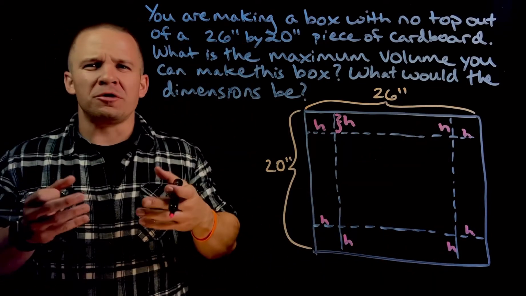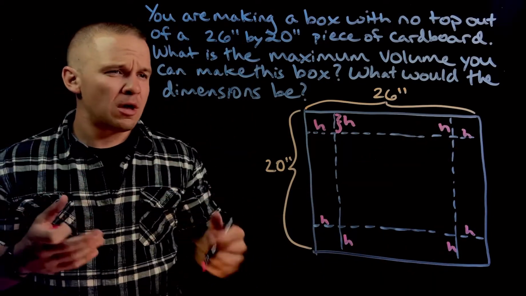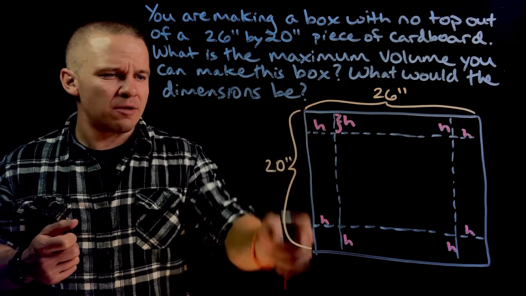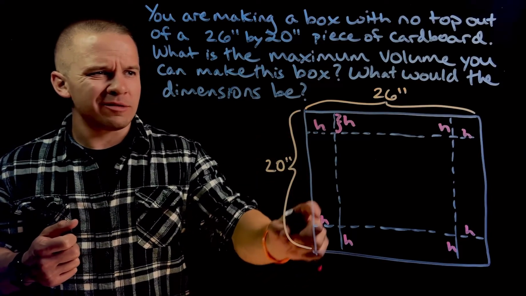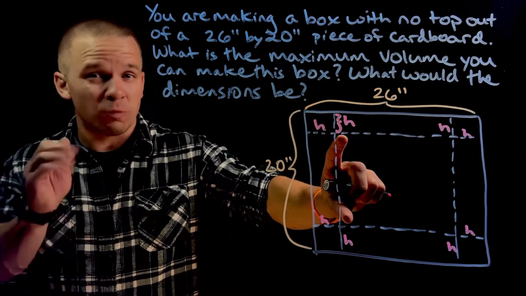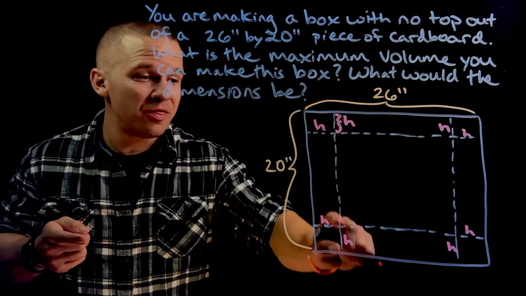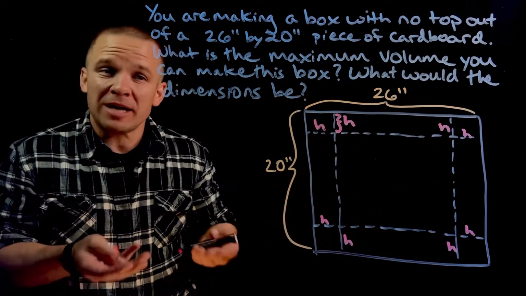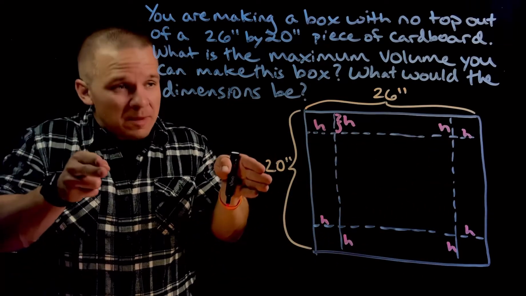Now what about my other two dimensions, like my length and my width? Well, this 20-inch side right here, if I took out the height to make those folds up, what's this little bit right here? That's one of my other dimensions of this box, right? This rectangle inside here is the base of my box. The folded up parts are my heights.